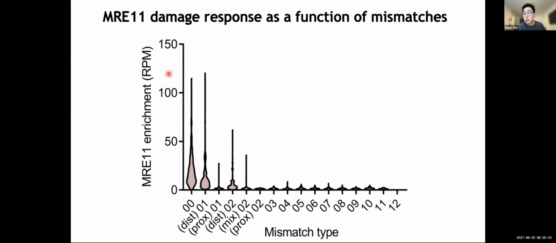We also do the same experiment, but with active Cas9, and then follow that up with MRE11 ChIP-seq to measure the Cas9-induced DNA damage response. We again observe this very wide variability in enrichment of MRE11 if you just focus on the first row here.